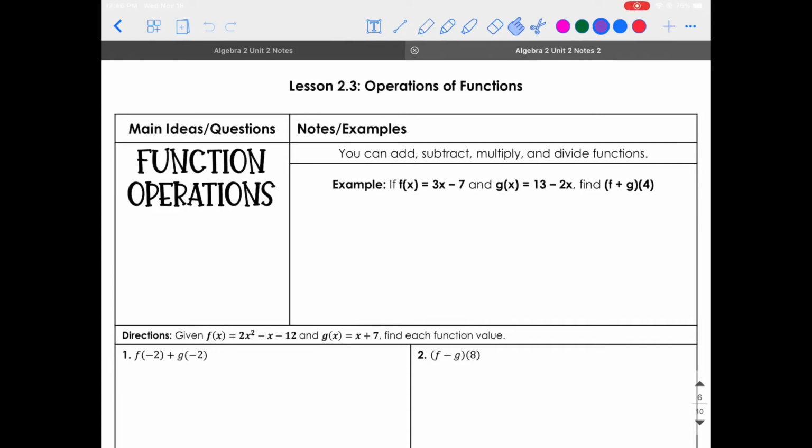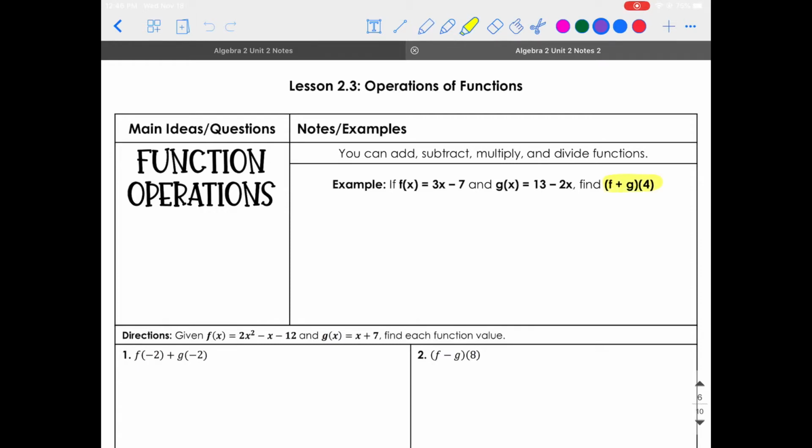Hey guys, in this video we're going to be looking at operations of functions. So starting out, you need to know that you can actually add, subtract, multiply, and divide functions. And there's a couple of different ways that you'll see these problems written out.